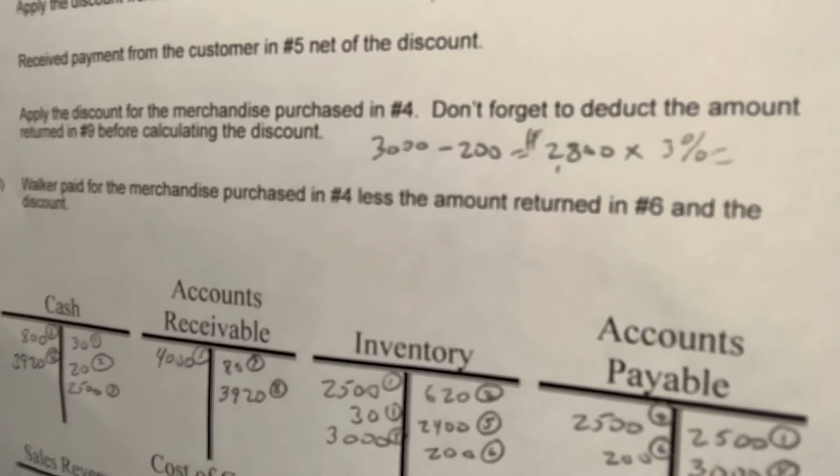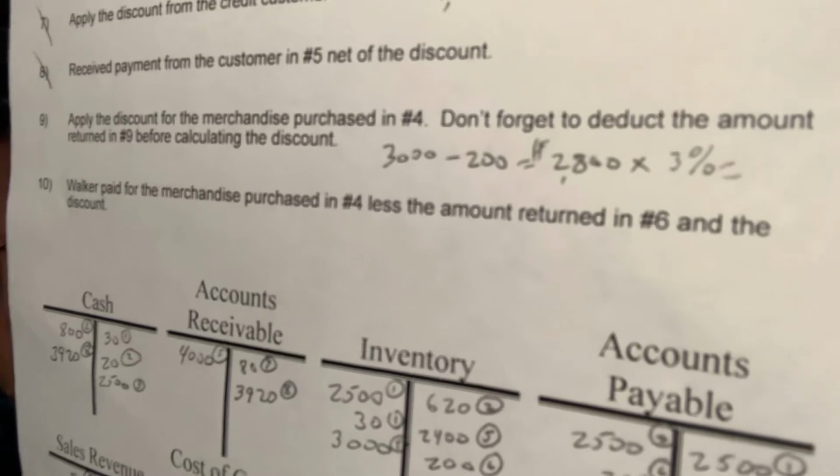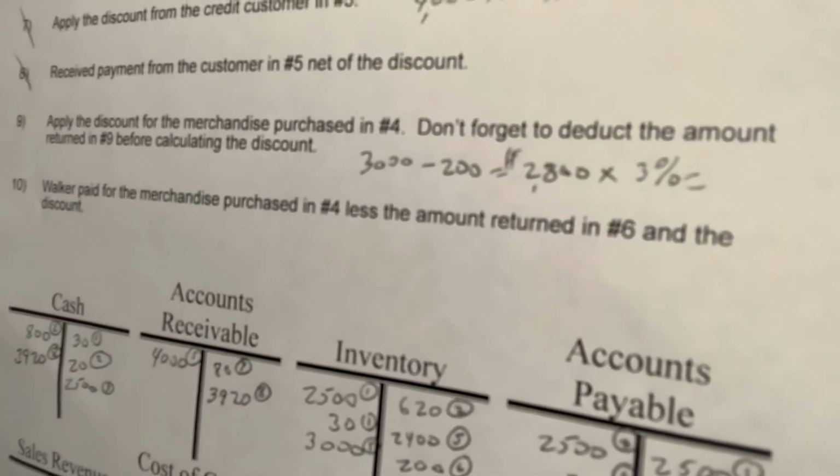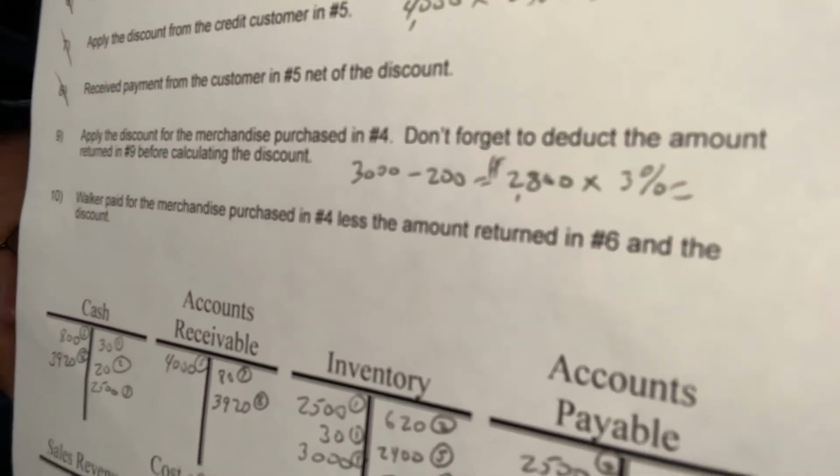3,000 minus the $200 leaves us with 2,800. And then we're going to multiply that by the 3%. That should give us $84. All right, so that's the amount of discount that we need to apply to this transaction.